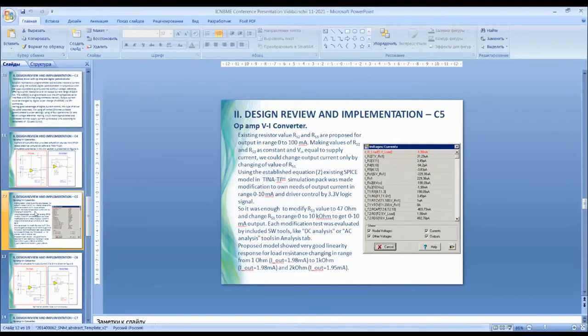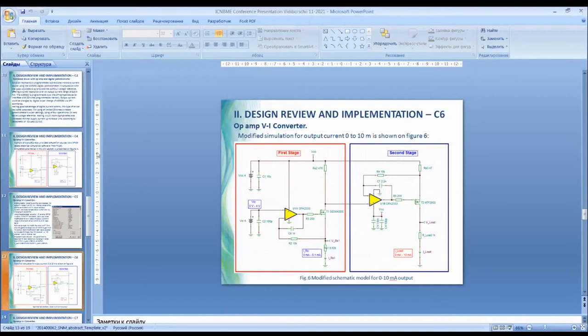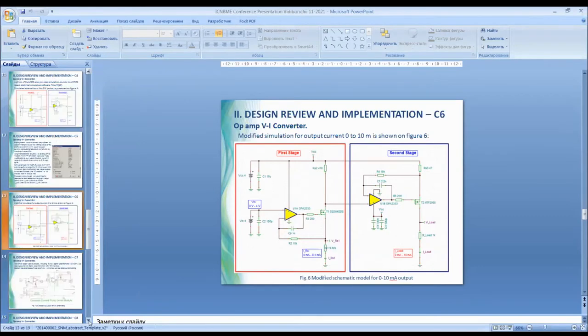And actually, computer simulation confirmed that in a range of electrodes impedance from 1 to 2 kilo ohms, we always have almost the same output current. So the output current is very stable and it's actually not depending on the impedance of output electrodes. So here you could see the actual modulation and computer simulation that we had applied.